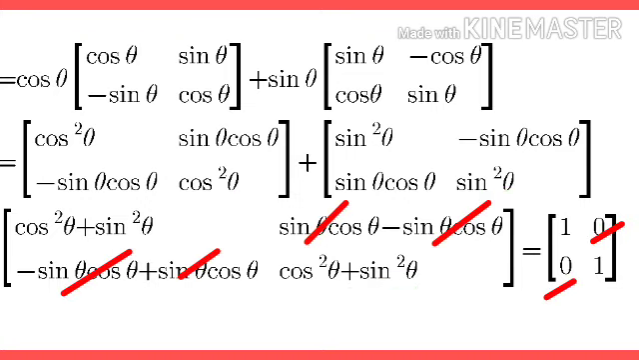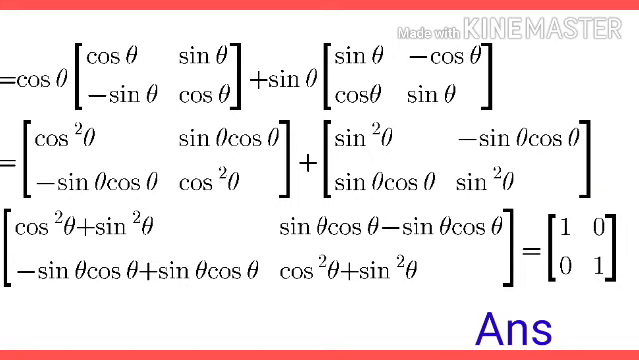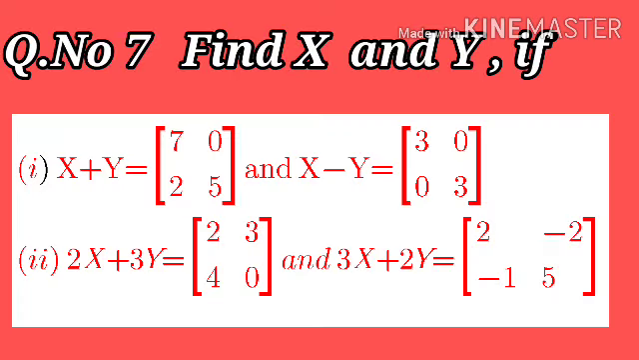Now sin theta cos theta will cancel out, so it will be 0, and you know that sin square theta plus cos square theta is 1. So our answer is [1 0; 0 1]. Now next, question number 7.